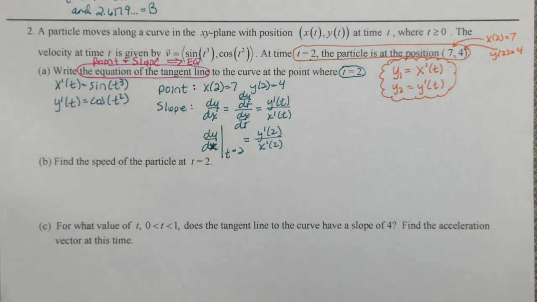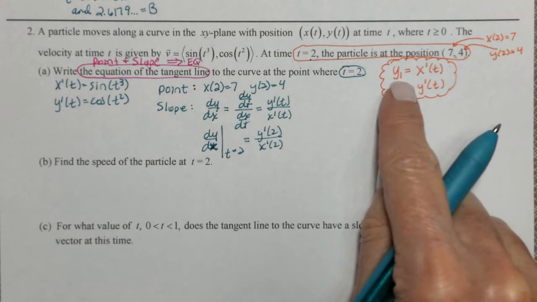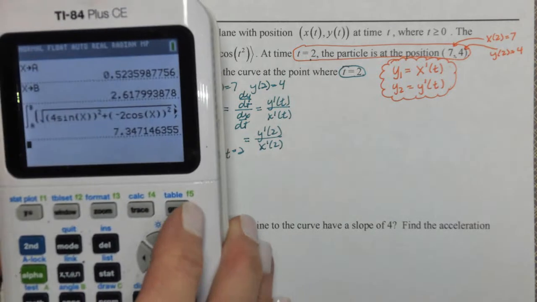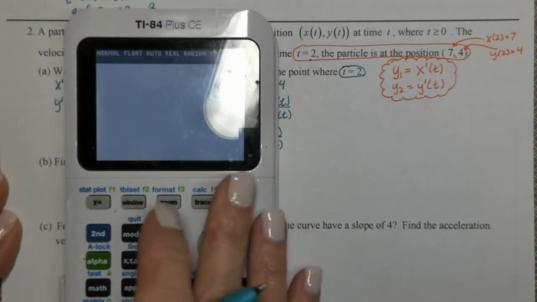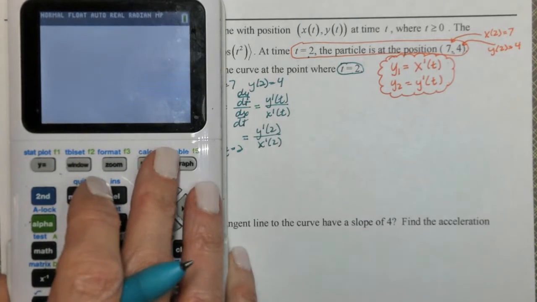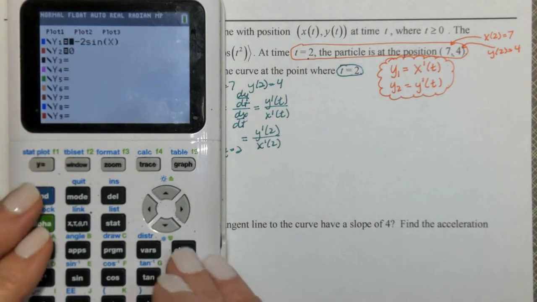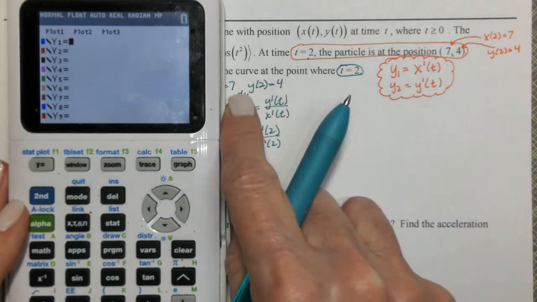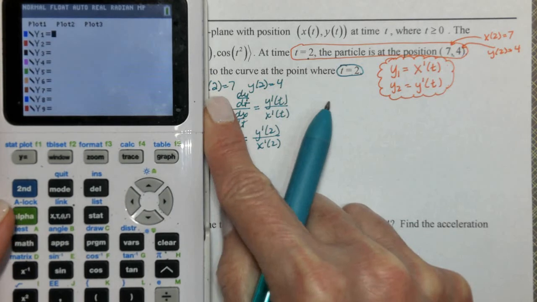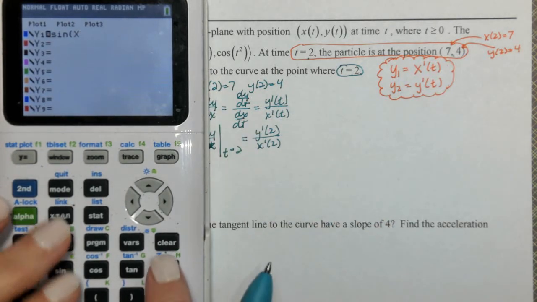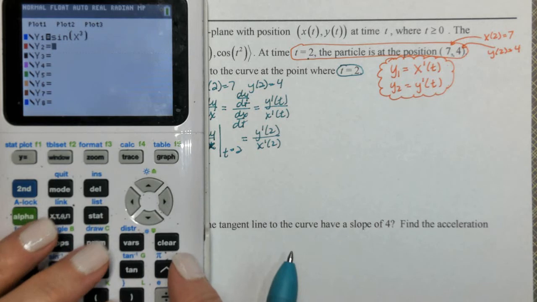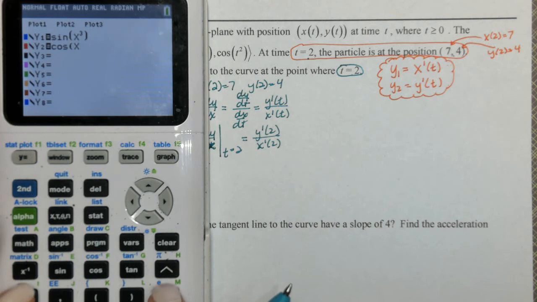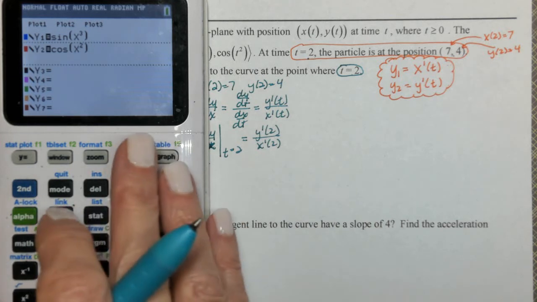So I just realized that I said to put x prime in for y1 and y prime in for y2, but I never did do that. So I'm going to go do that now. I'm going to clear out that screen from problem 1, and in for y equals, I'm going to clear those out. In for y1, I'm putting x prime of t, which was sine of t cubed. In for y2, I'm putting y prime, which was cosine of t squared.